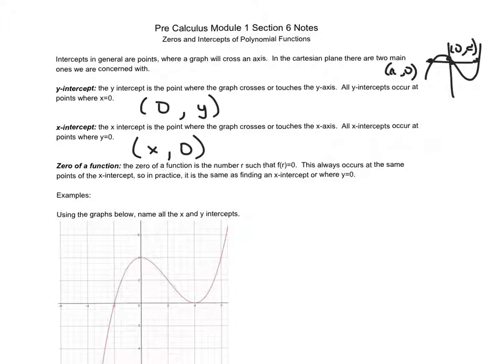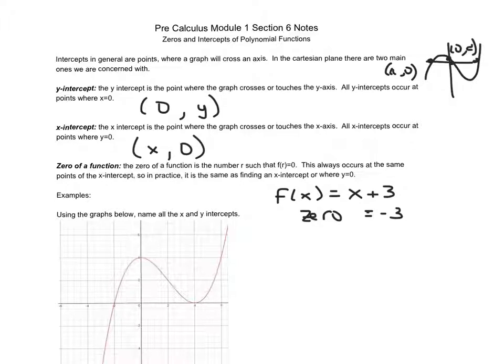Now another term you'll hear a lot is what's called a zero of a function. So a zero of a function is going to be the number r such that f of r equals 0. So it's a number I plug in and I get 0. For example, if I have f of x equals x plus 3, a very simple one, then the 0 is simply going to be negative 3, because negative 3 plus 3 is 0. Now, interestingly enough, there is an association between the 0 and the x-intercept. The zeros always occur at the points of the x-intercept. So really, if you want to find a 0, we're just finding the x-intercepts, or all the points where y equals 0.